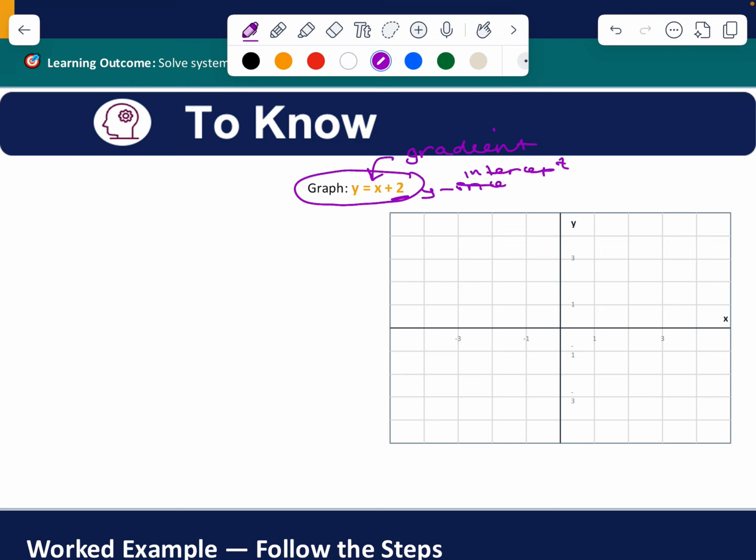Okay, so in this question my gradient is just 1, so that means rise over run is 1 over 1, and we're going to do that from the y-intercept here, which is 2. So I just rise by 1 and go to the right by 1, and my line would look like this. You only need 2 points to graph your straight line. So we did this a while ago.